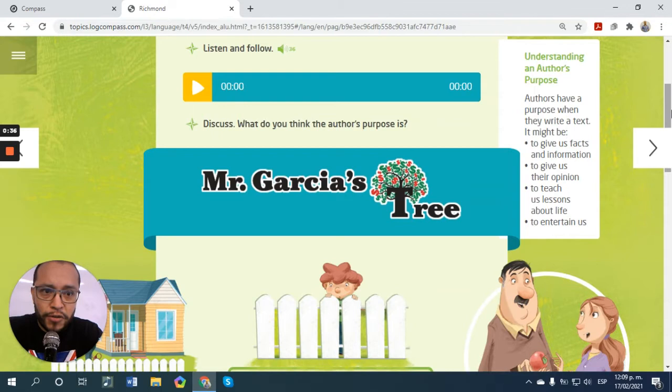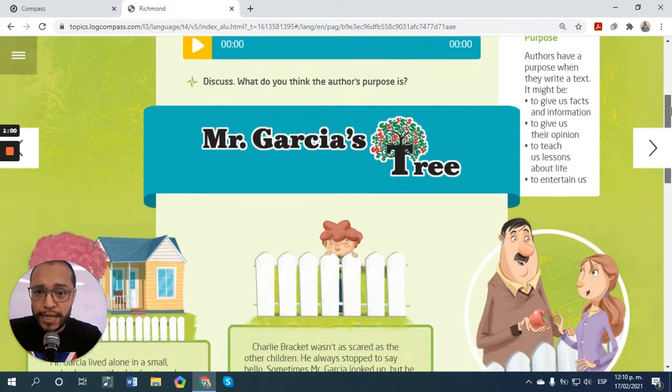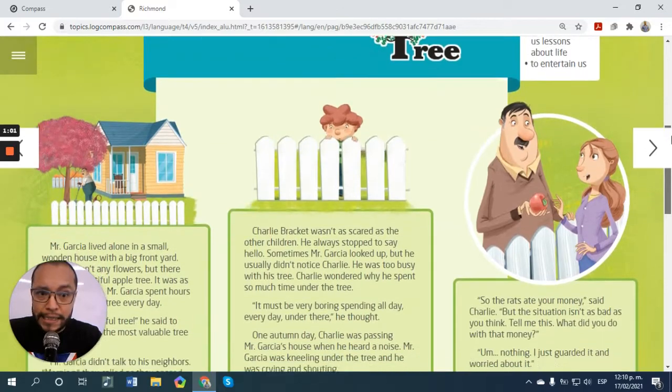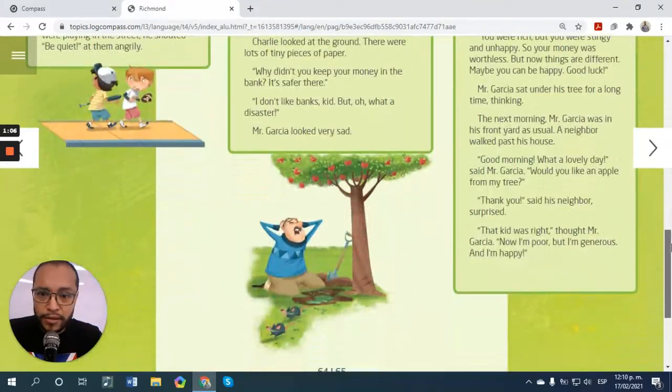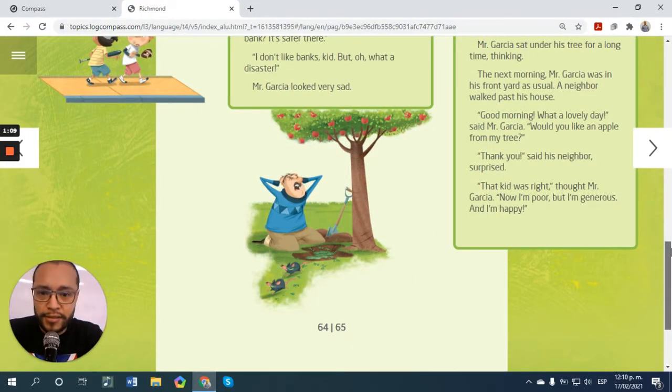So it says here, authors have a purpose when they write a text. It might be to give us facts and information, or to give us their opinion. Sometimes it's also to teach us lessons about life. And the last but not least is to entertain us. That's, for me, one of the best, because I love to have fun when I read. So let's check this reading really quickly, and that way we are going to see what the questions are in the next page. This is the Logcompass page, pages 64 and 65.